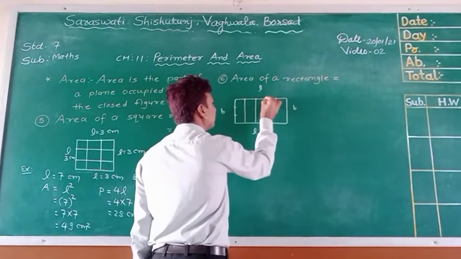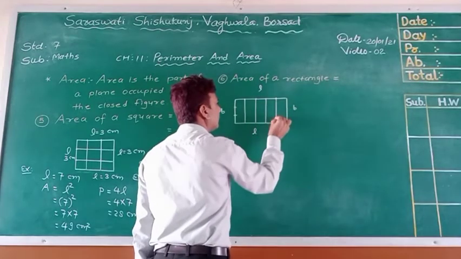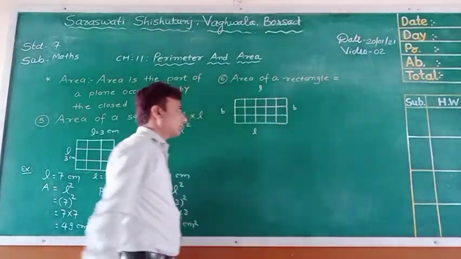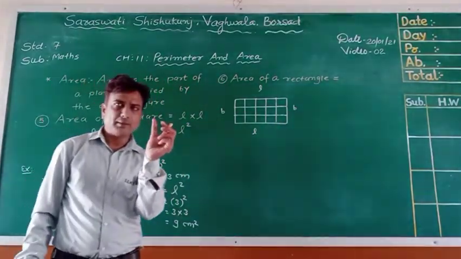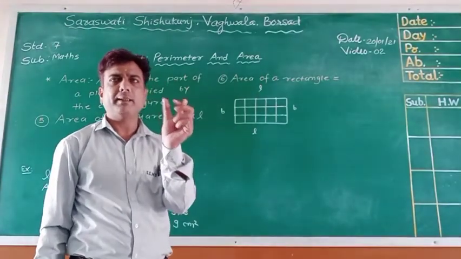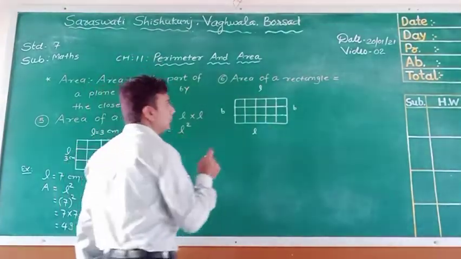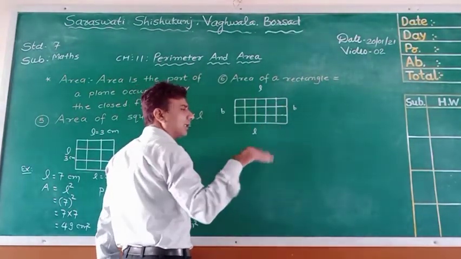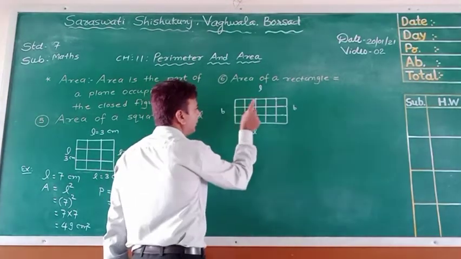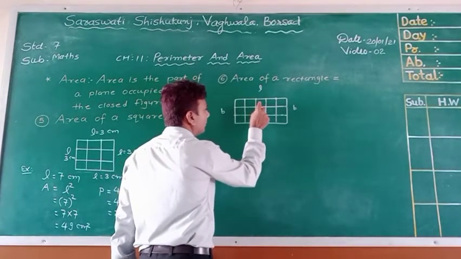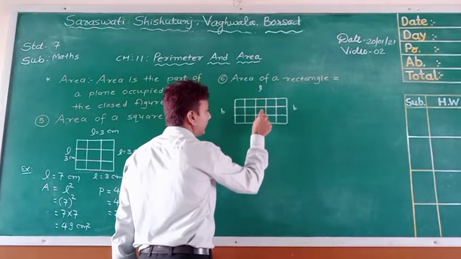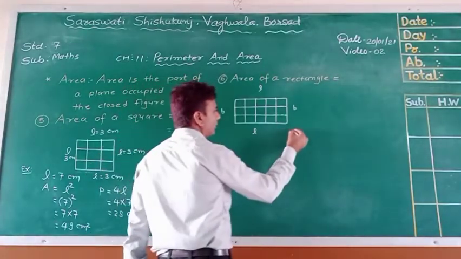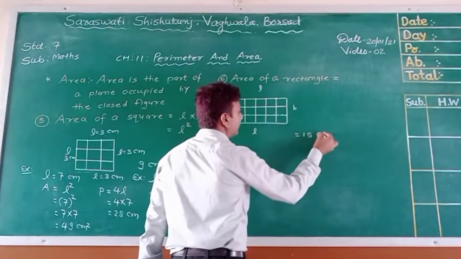See, these are all 1 centimeter square, 1 centimeter length and breadth, 1 means square. So if we want to find its area, we simply have to count these blocks, and we can find its area easily. How many blocks are here? 1, 2, 3, 4, 5, 6, 7, 8, 9, 10, 11, 12, 13, 14, 15. Yes. So this answer is 15 centimeters square.